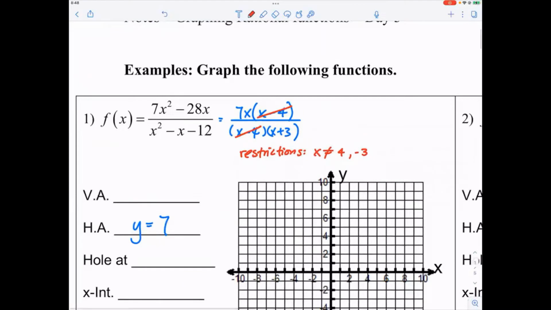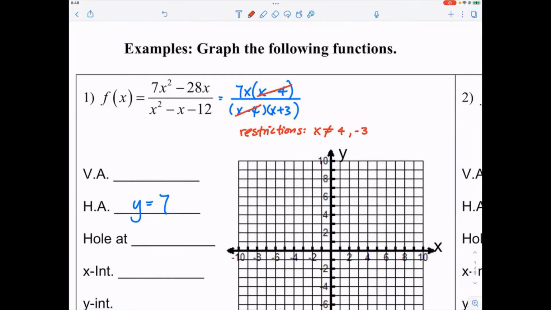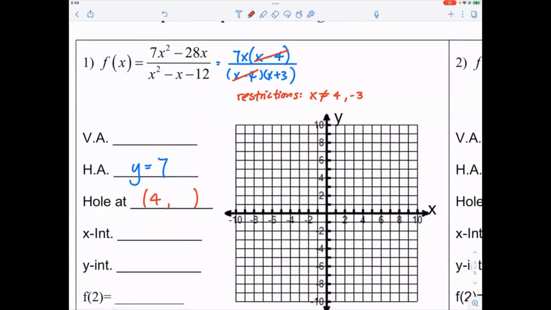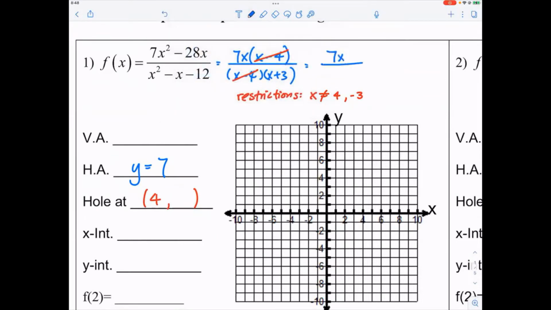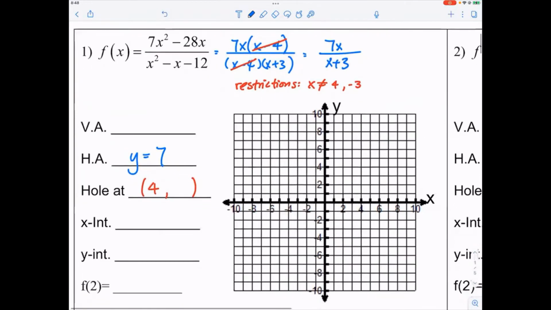canceled out. And based on what we did yesterday, when we cancel something out, that gives us a huge hint, and that is we have a hole. So we now know that there is a hole, and the hole is going to have an x value of 4. Again, there will be a hole because 4 still cannot be part of the function. But if we reduce it, it would appear as 7x over x plus 3. And for what's remaining, we can tell that the vertical asymptote is x equals -3.